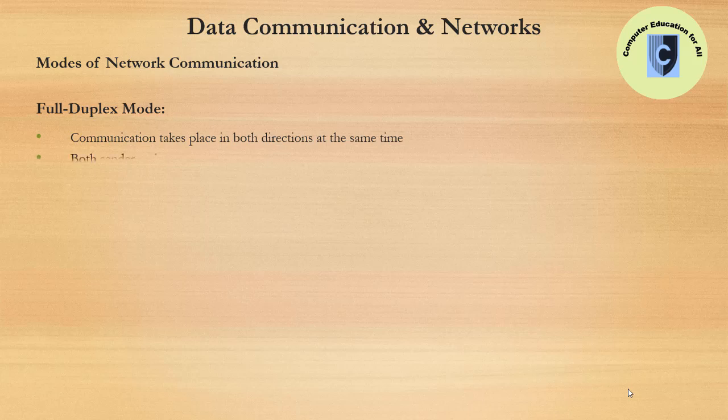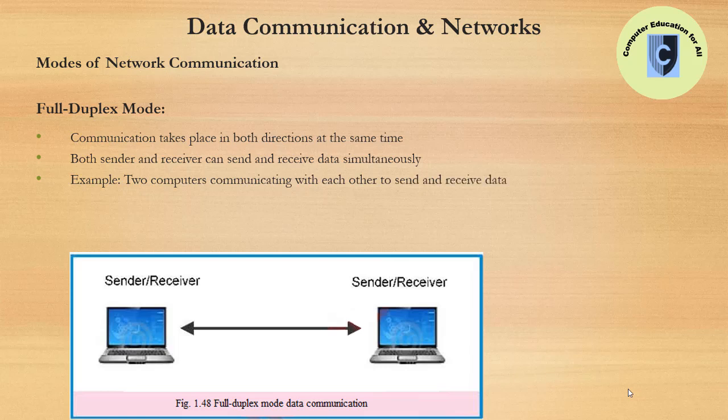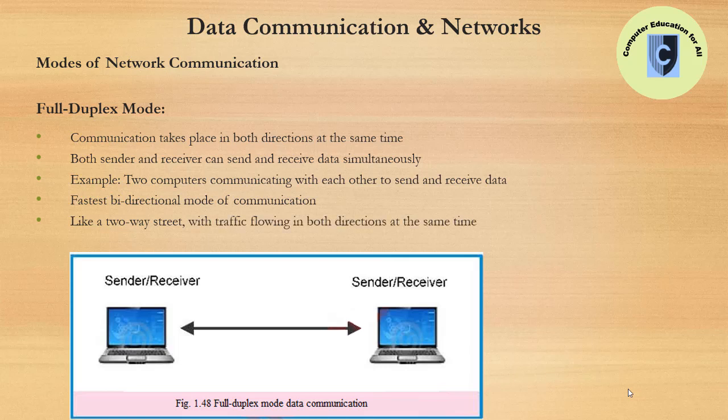In this mode, both sender and receiver can send and receive the data simultaneously. For example, when two computers communicate with each other to send and receive some data, as shown in Fig 1.48, it is the fastest bidirectional mode of communication. The full duplex mode is like a two-way street, with traffic flowing in both directions at the same time.